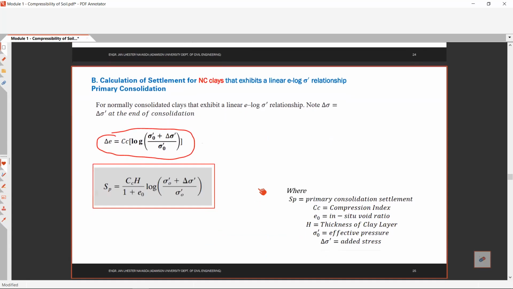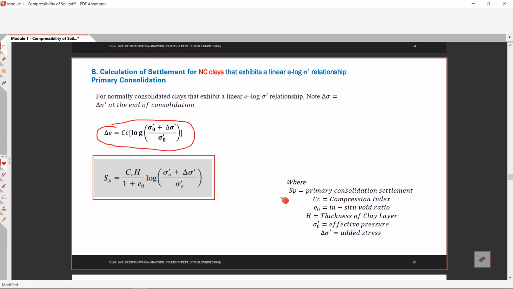That is the primary consolidation settlement. So C sub C is the compression index, e sub 0 is the in situ void ratio, H is the thickness of the clay layer, sigma prime sub 0 is the effective pressure, and delta sigma prime is the added stress at the ground surface. Okay, that is the calculation of settlement for normally consolidated clays.